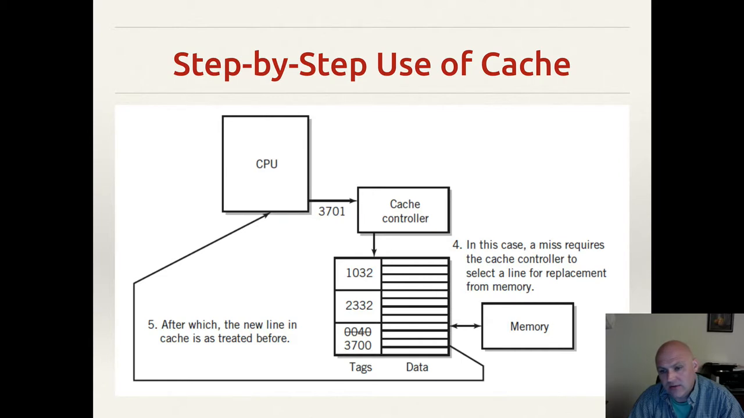Now we're going to talk about the algorithm we use to do that a little later, but for right now, let's just say that we choose one. Maybe it can be at random, but we'll get into the details later. So we replace this 0040. So those 4 pieces come back from memory over the wide path memory address using the memory interleaving to access all 4 at the same time. And then we fill up our cache line with them. We then return 3701 from this place in memory back to the CPU.